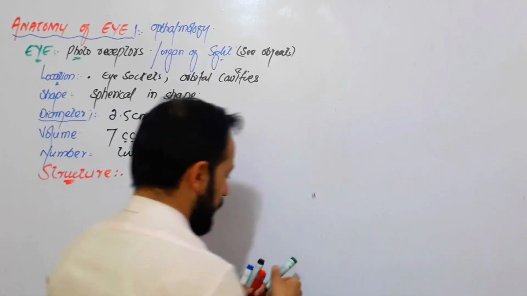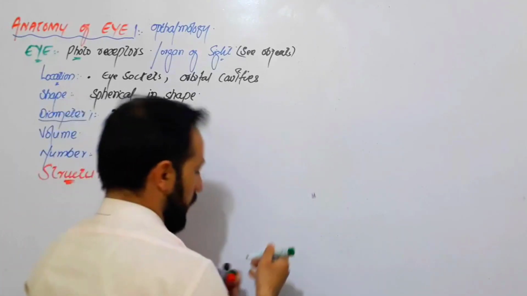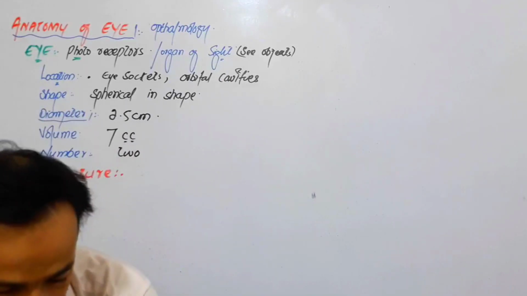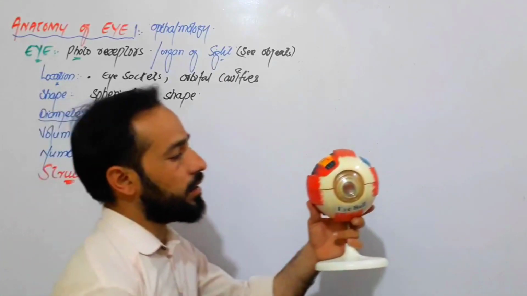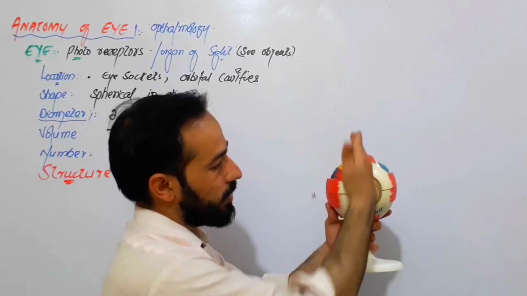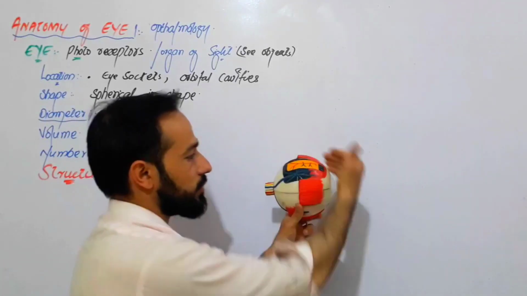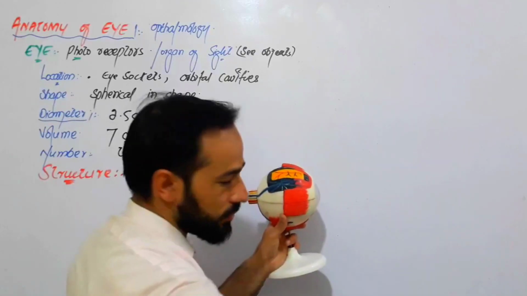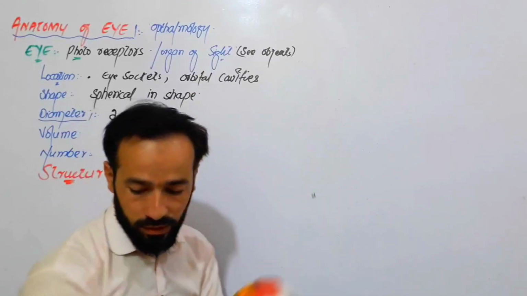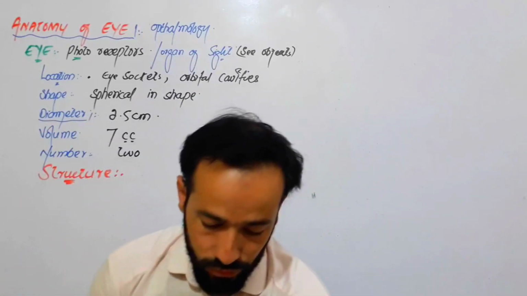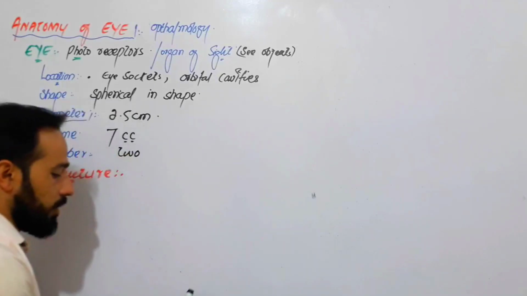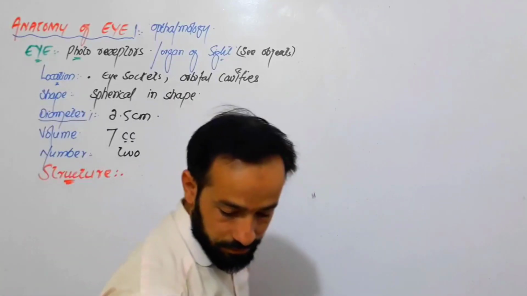So let me draw it here. I will make a section of the eye. For example, if we have an eye here, I will make a section here and I will draw the diagram. This will be the eye, and I will make a section here and put that section there, and you will see the inside of the eye. So let me show all the inside structures here. Look carefully.